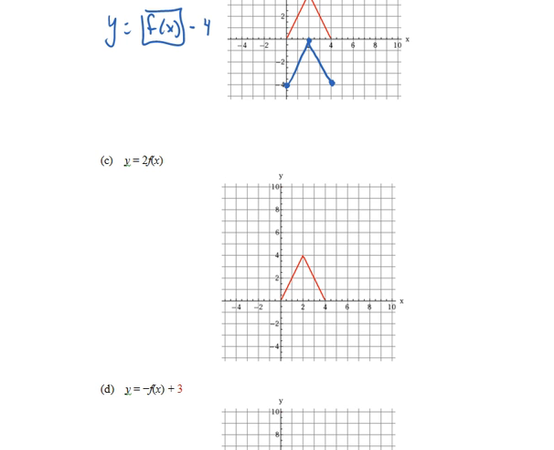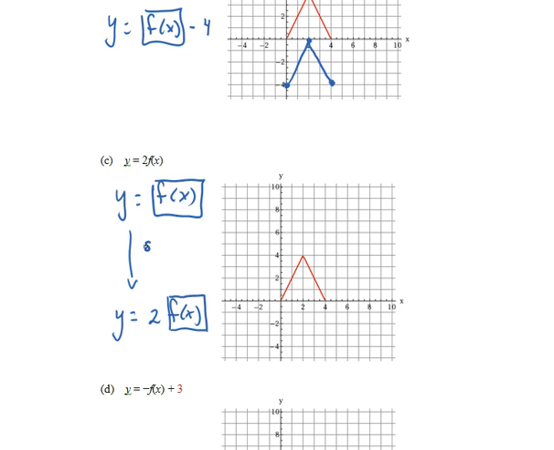The next one is y equals 2 times f of x. So starting with y equals f of x, we're going to y equals 2 times f of x. The f of x is intact. That indicates that all the y values are going to be multiplied by 2. So we're going to stretch vertically by a factor of 2.